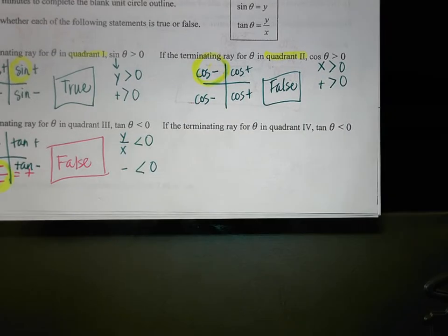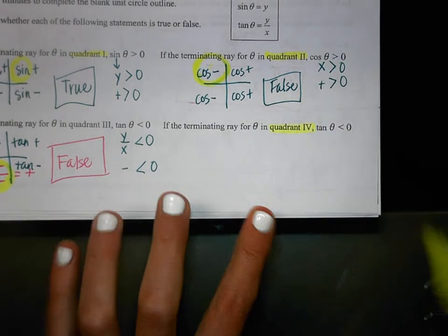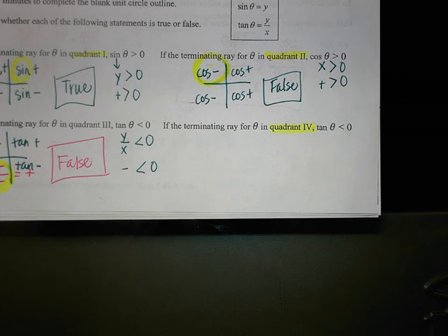So now we are looking at quadrant 4. And you can show me your answers on your fingers. Again, 1 is true, 2 is false. Good. Good. 1 is true, 2 is false. There you go. Good.